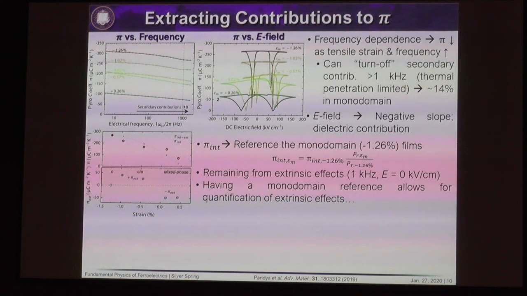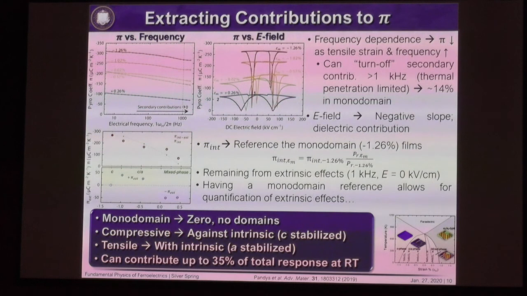As we go through the smaller compressive strains, this is positive, and it turns negative when we go into the tensile strain regime. So in the monodomain samples, we have no domains, we have zero extrinsic contribution. In compressive strain, the extrinsic responses work against the intrinsic behavior in this material. They're actually positive, where the intrinsic response is negative in nature.